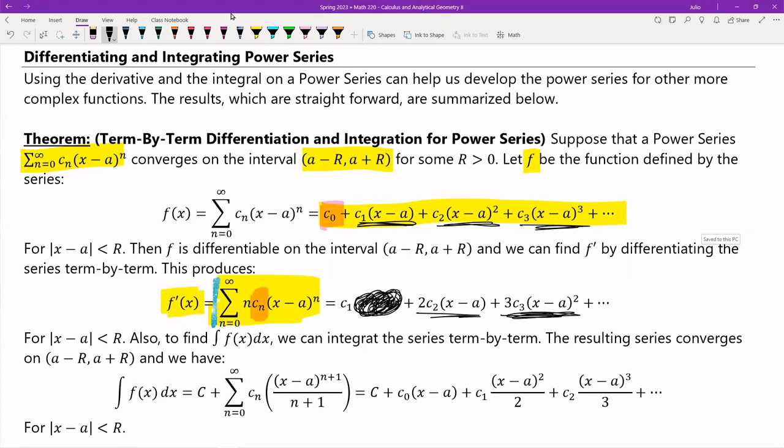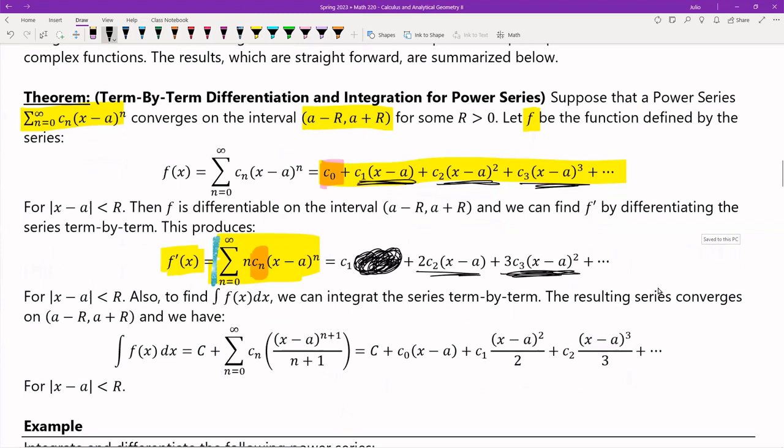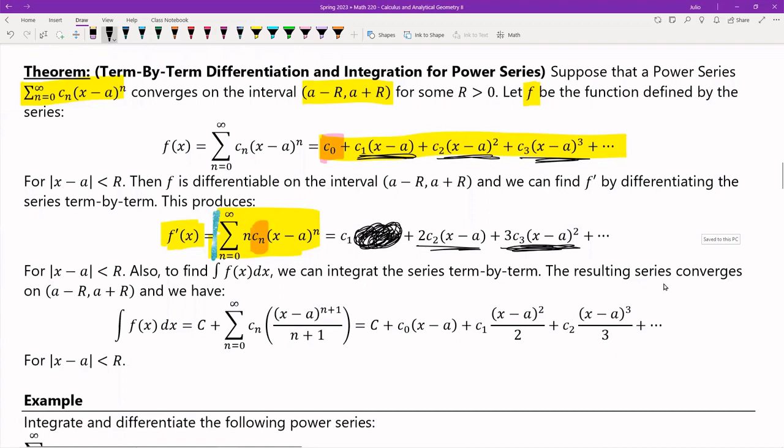Cool. Okay. Let's move on to the next one, integration. So just like we can do term by term differentiation, we can do term by term integration. So hopefully this one looks correct. I think so.